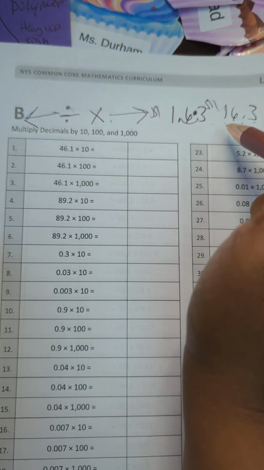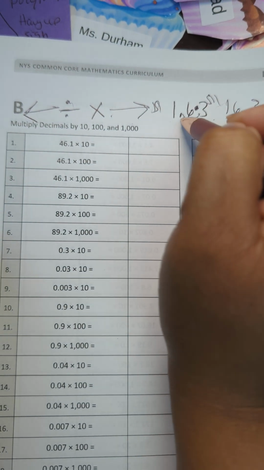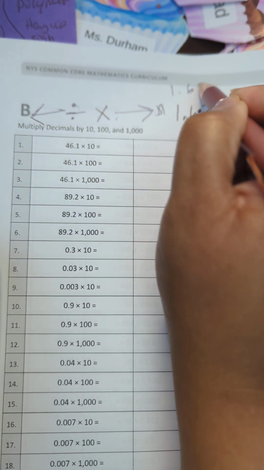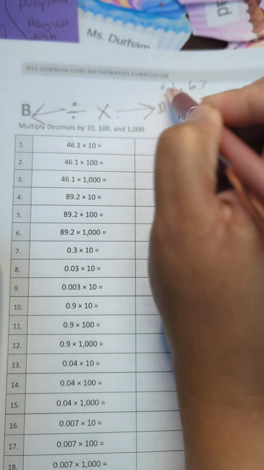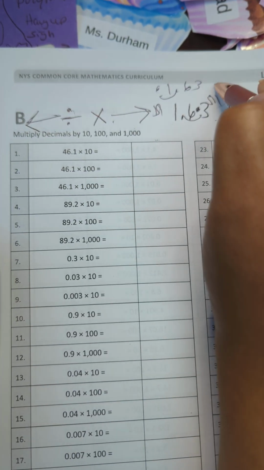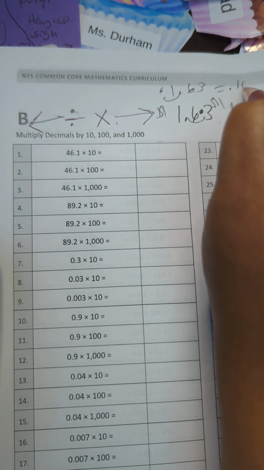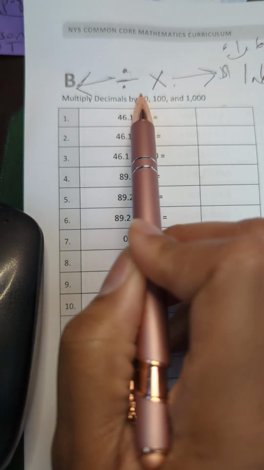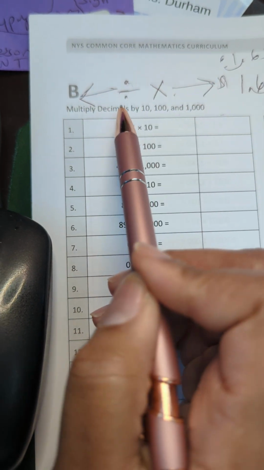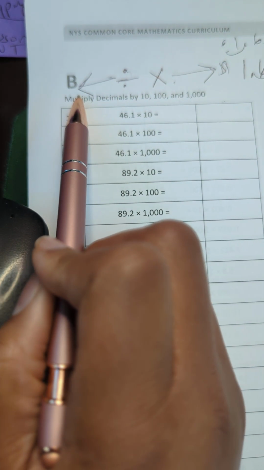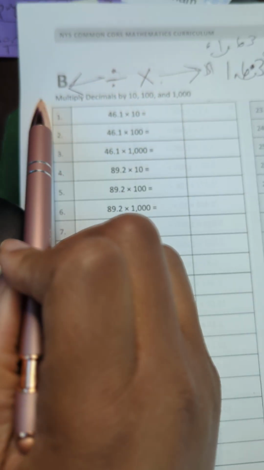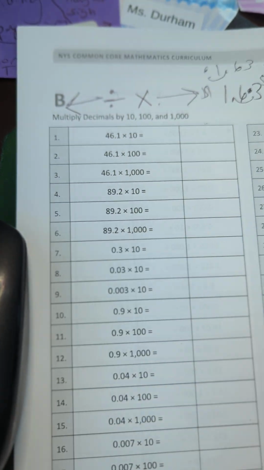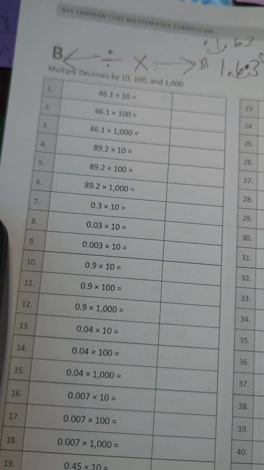Now, what if I move my decimal to the left? 1.63. Move our decimal to the left, and numbers become smaller. This number is now 0.163, which is much smaller than $16. When you multiply, numbers get bigger. When you divide, numbers get smaller. You're going to move to the left when you divide, move to the right when you multiply. All right, let's get started.